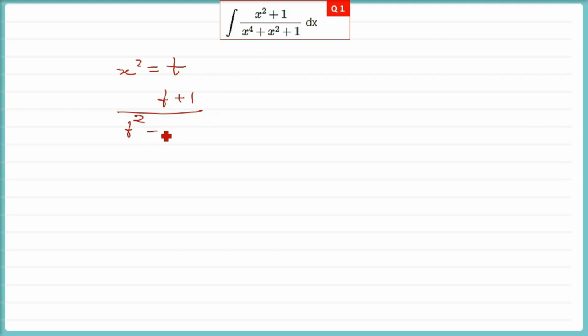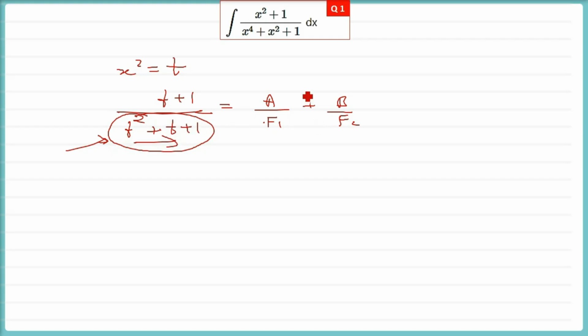In the numerator, the denominator will be t square plus t plus 1. And we'll try to make the factors of the denominator and find the partial fractions like a divided by some factor 1, b divided by factor 2. This already has been done. But the problem here is that this t square plus t plus 1, we don't have a factor. We cannot have a factor in this case. Otherwise, we could have done it the previous way we have learned.